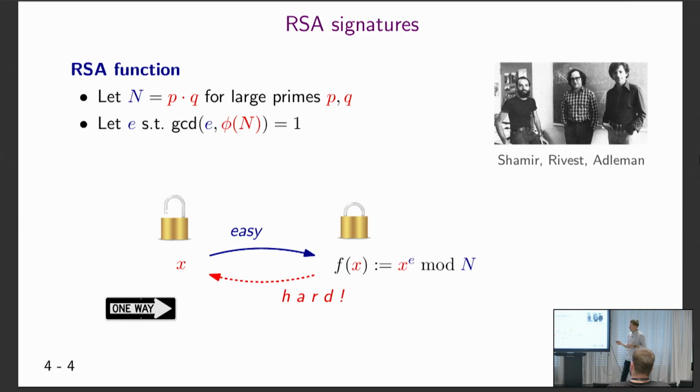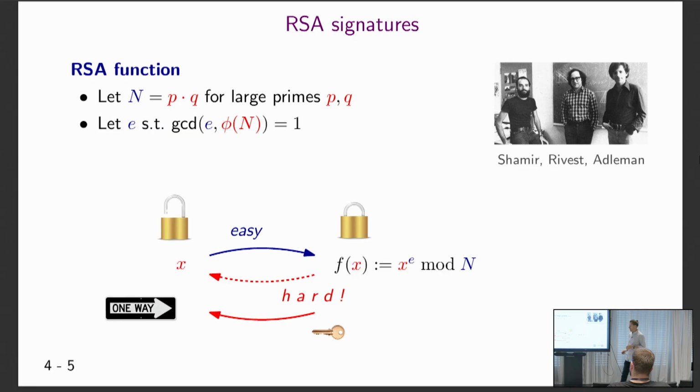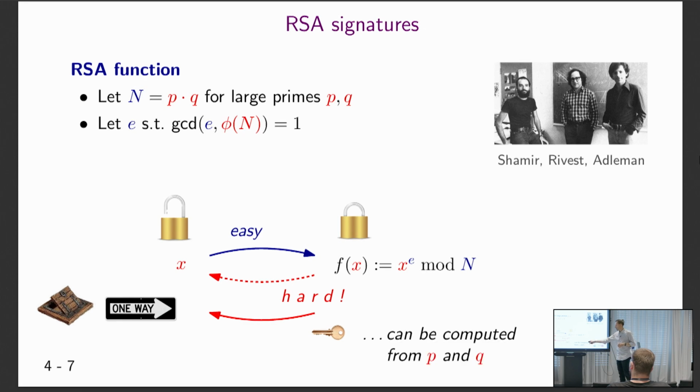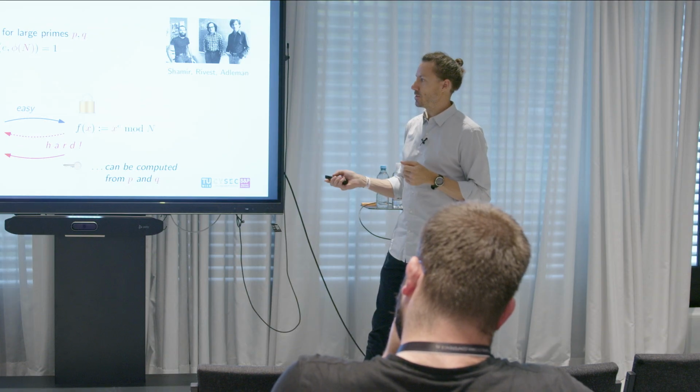And what makes it particularly interesting is that if you know some secret information, then you can actually invert it, and that's often called a trapdoor one-way function. And this secret key, you can compute it from the secret primes p and q. Okay, I'll show you a high-level description of the RSA signature, because then I can easily explain how to turn this into a blind signature.